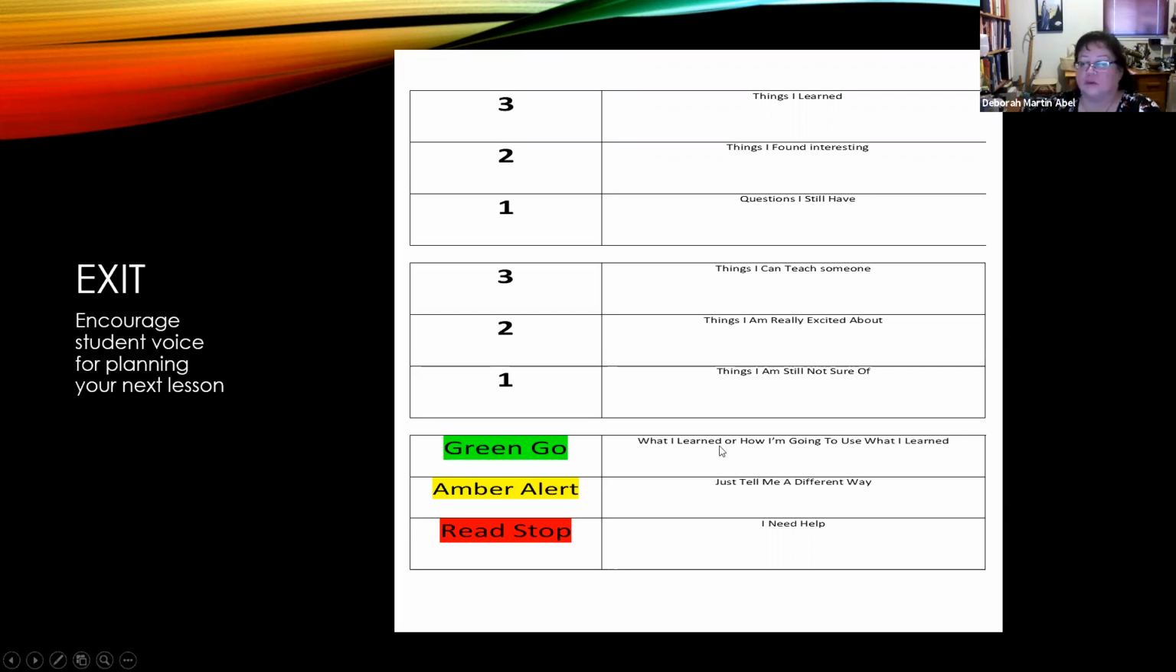And then the last one is green go. It says what I learned and how I'm going to use what I learned. The amber is just tell me a different way of learning this. And red, it was supposed to be red, stop. It says, I need help.